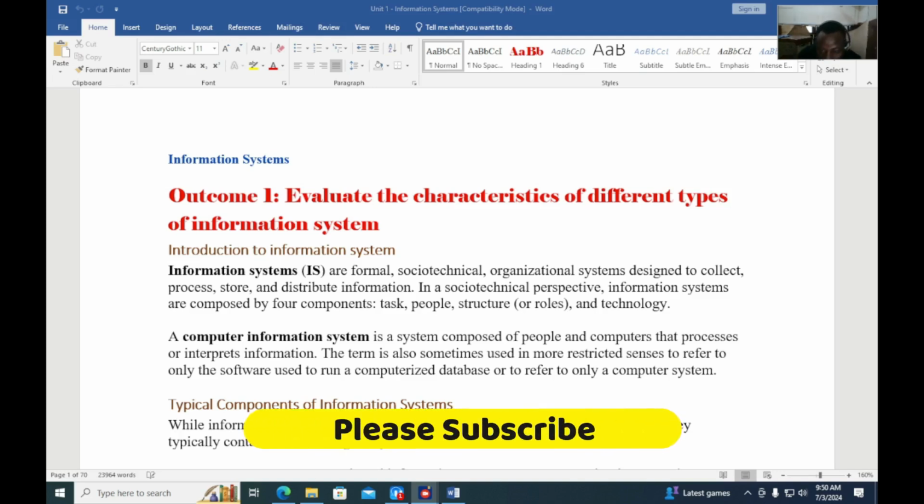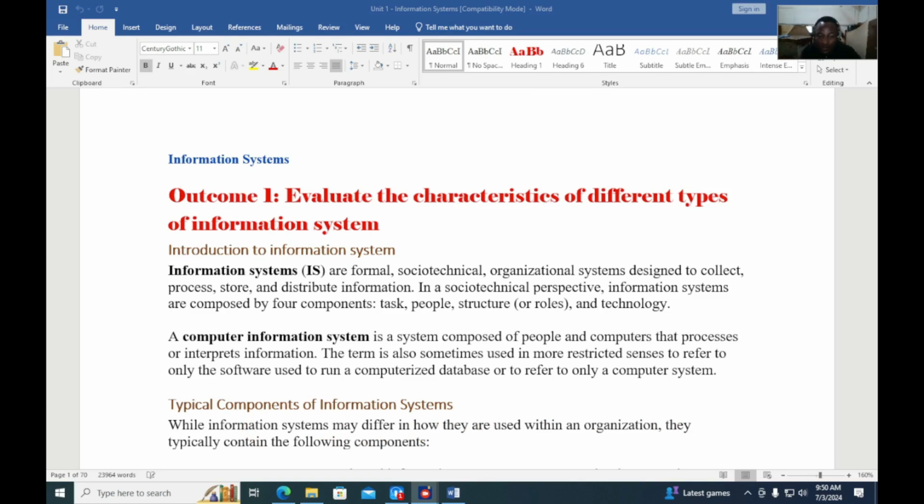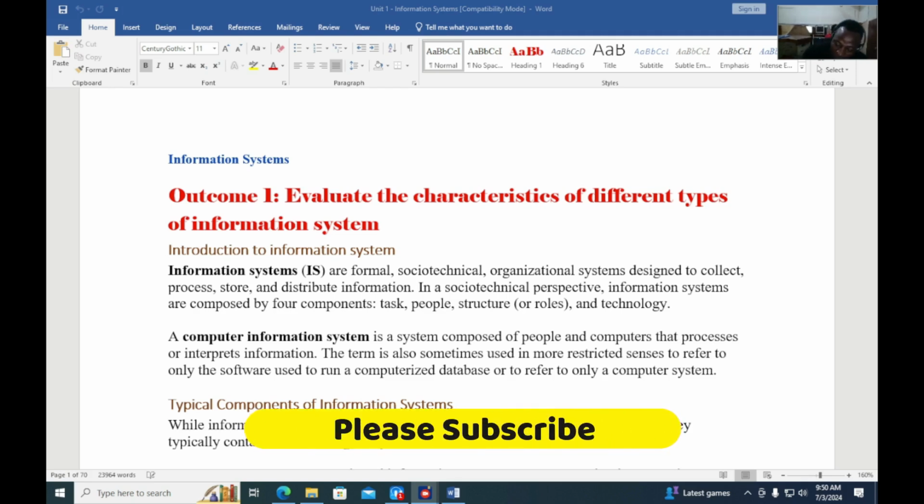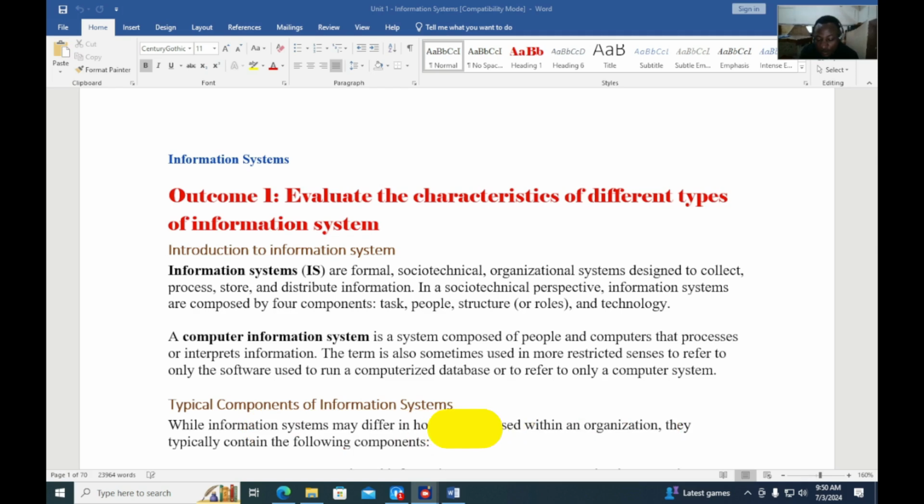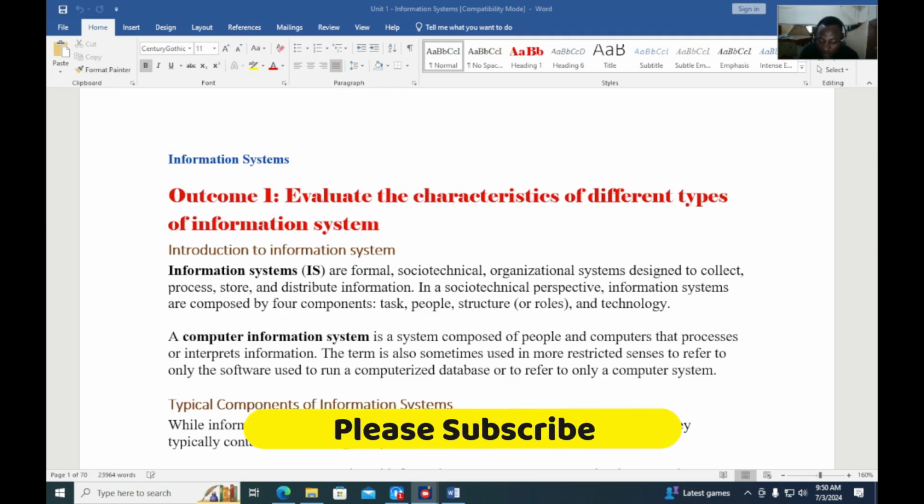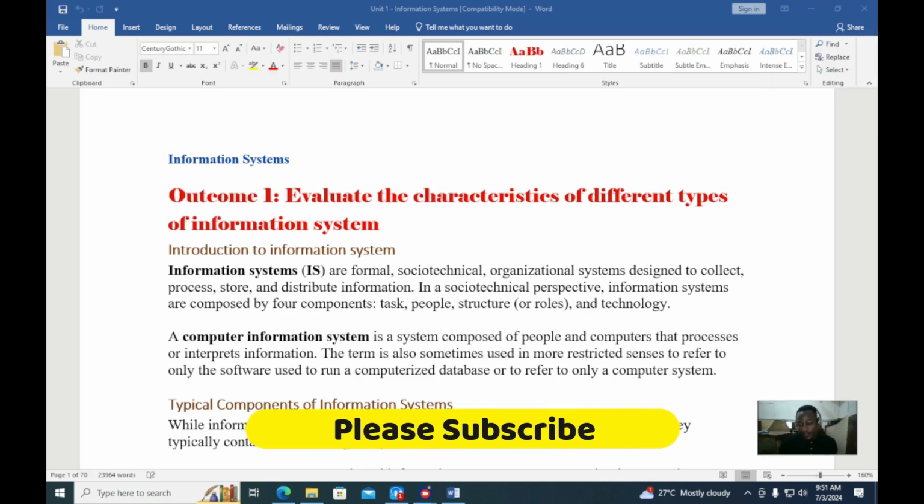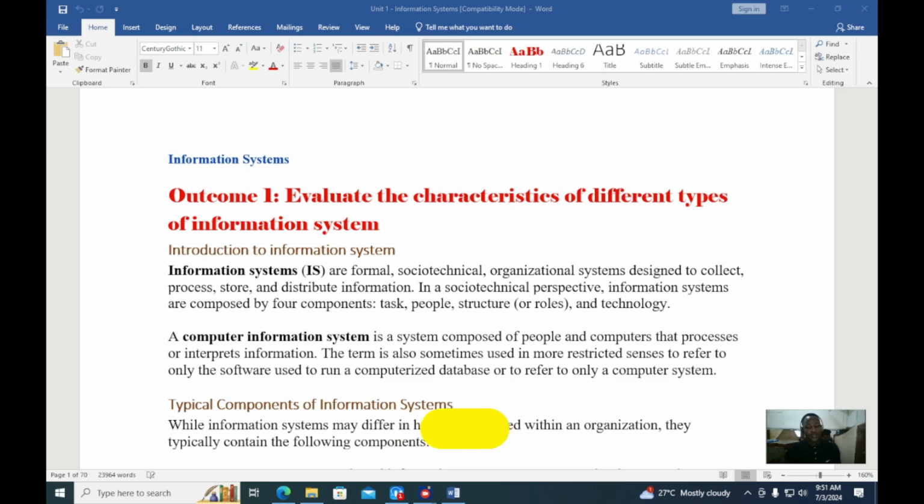Welcome to this course or this unit. We are basically talking about information systems. This is unit 1 of the ABMA examination board syllabus. So the number of outcomes that we are supposed to cover for us to have successfully covered the contents of this unit.